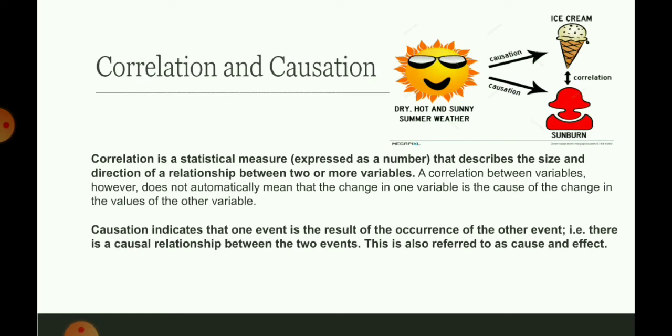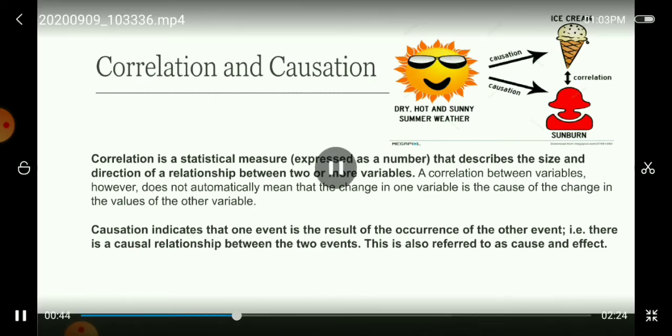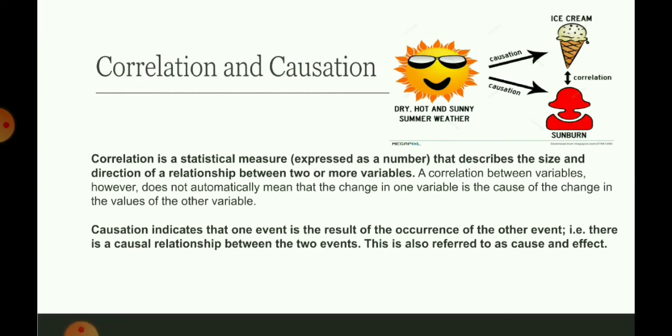This is shown in this picture: when there is sunny weather outside, then we tend to have more ice cream and we tend to have more sunburn. So these things are cause and effect things. In correlation, this is not the case. Two data sets are not the result of the effect of something on the other.